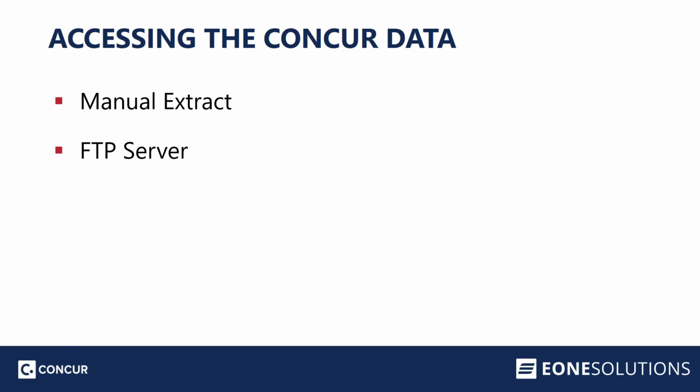So in that sense, you're no longer having to manually download the file from Concur. It's going to be the same data. It just automates part of that process and sets it out to an FTP server where we can go ahead and access that from SmartConnect.